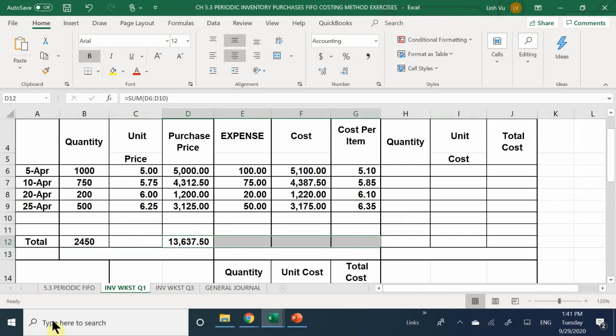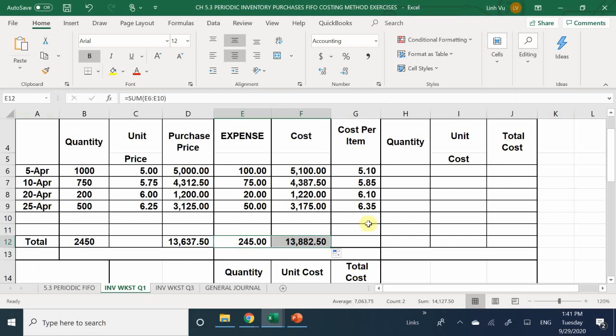And then what is my total freight expense? Or what's my total freight? Freight is $245. Good. And then what's my total cost? Total cost is $13,882.50. Good. 13,882.50 is going to be our total.